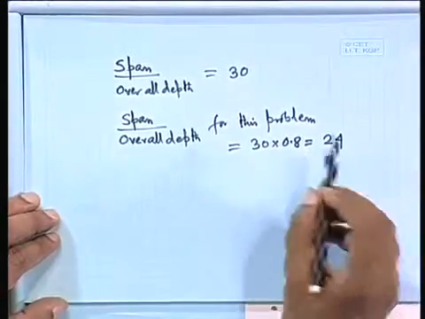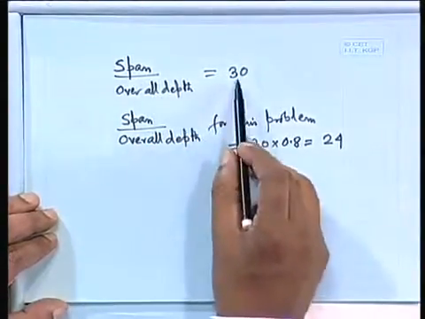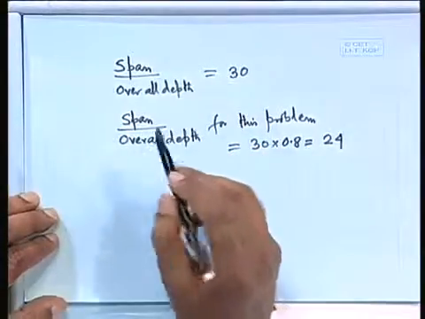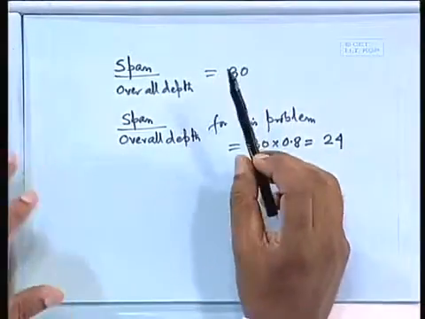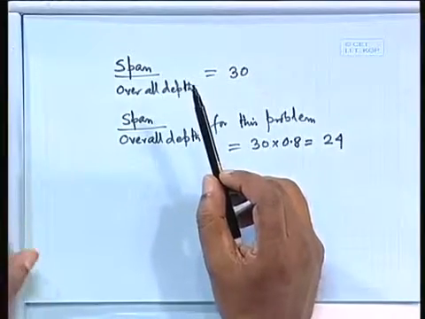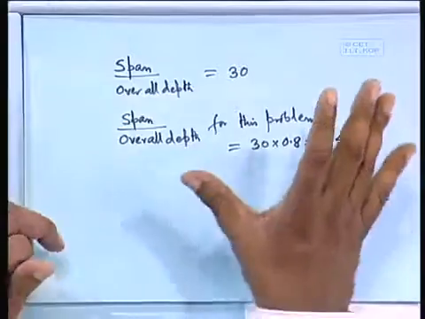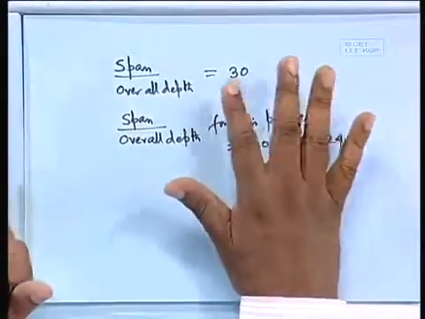I am taking this span by overall depth as 30 because in our case it is mild steel. Why am I taking that for the time being? Because it is not exactly matching: in our case the clause says it is for mild steel up to 3.5 meter, and also the loading will not be 3 kilonewton per square meter. In our case I do not know whether this value will help me, that's why I am going with 30.